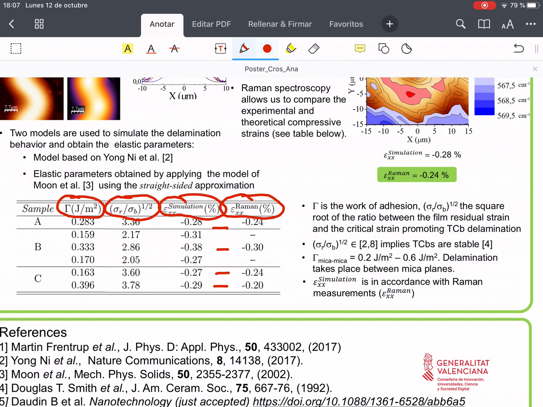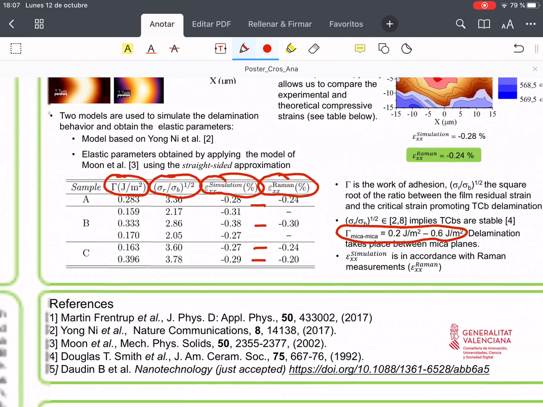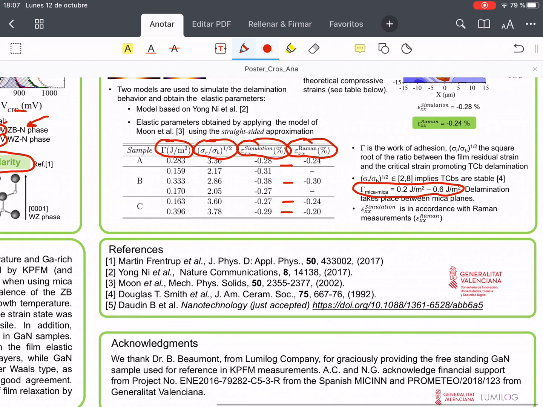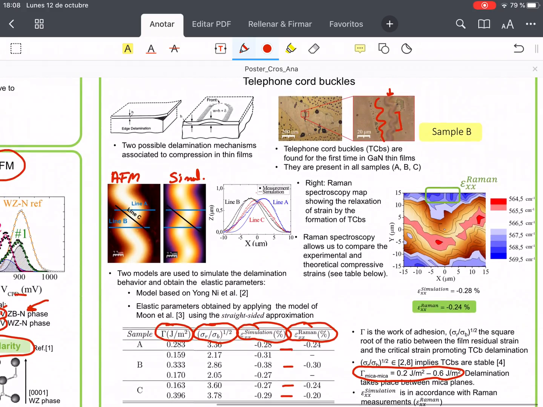Also, the work of adhesion obtained correlates very well with that of mica over mica. So we assume that it is the mica which is delaminating and forming these worms with the gallium nitride film on top of it.